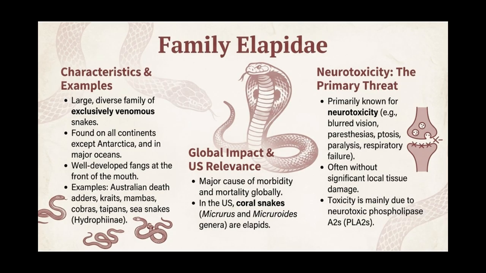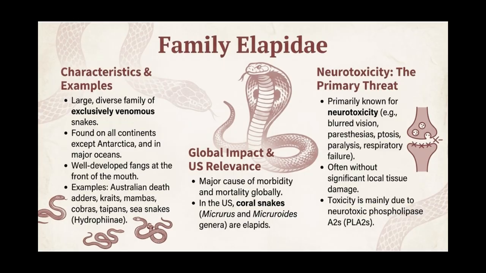The family Elapidae consists of a large and diverse group of exclusively venomous snakes. These snakes are found on all continents except Antarctica and in several major oceans. Elapids are characterized by well-developed fangs located towards the front of the mouth, which are capable of delivering highly potent venom produced in paired venom glands.